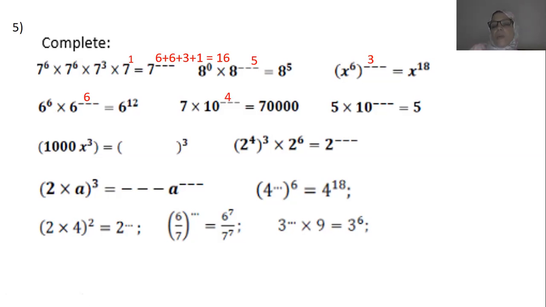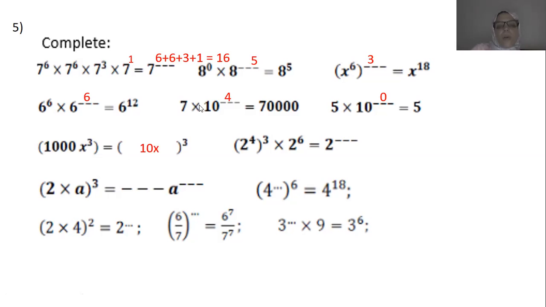5 times 10 to the power what equals 5? Since the 5 in the beginning doesn't change in the end, what doesn't change anything in mathematics? Of course, it is 0. Now 1000 x cubed is equal to how much, all cubed? First, x cubed becomes x inside because the cube is outside now. 1000 is, how many zeros does it have? 3. So it is 10 to the power 3.